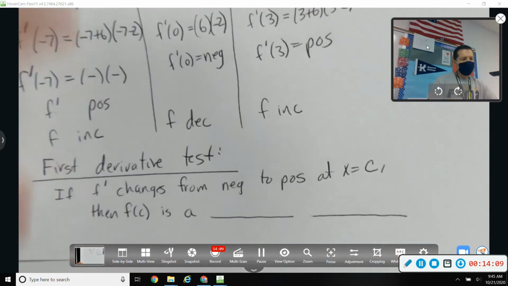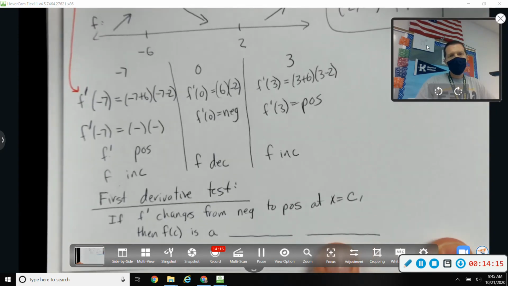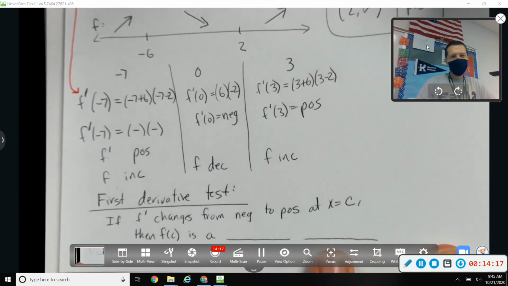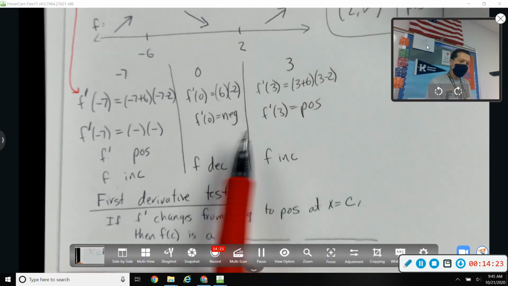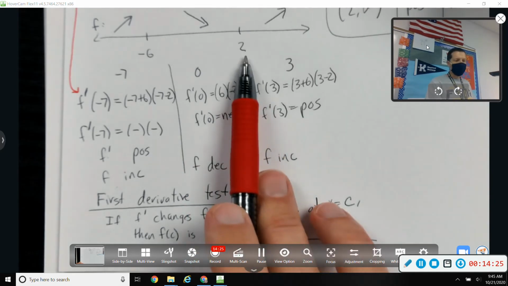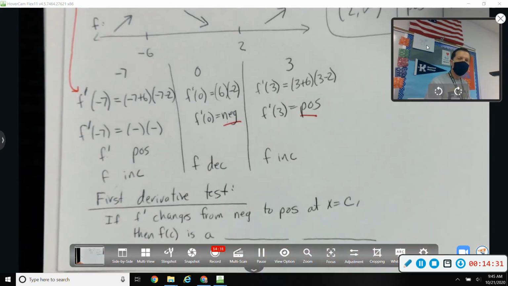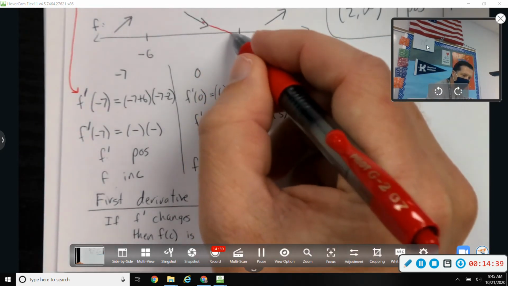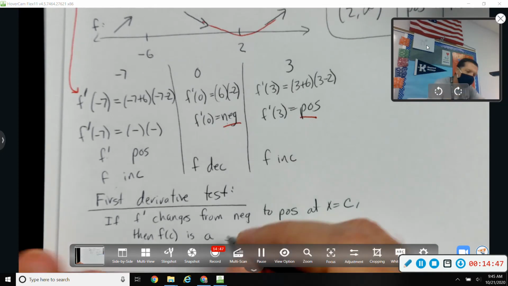Think about what that means. See if you can figure out what goes in those blanks. If f prime changes from negative to positive, that would be like right here at x equals 2 for this problem. F prime changed from negative to positive. It went from decreasing to increasing. What does that mean that point is if it goes from decreasing to increasing at 2? Relative extrema. A relative extrema. Yes, be a little more specific though. A relative minimum.